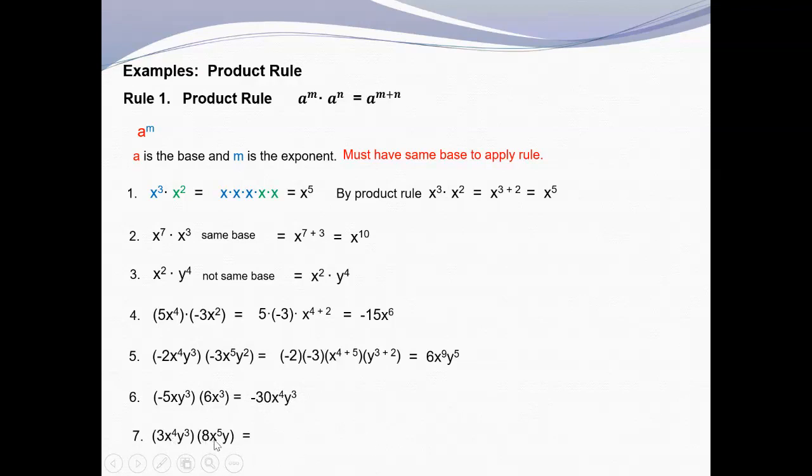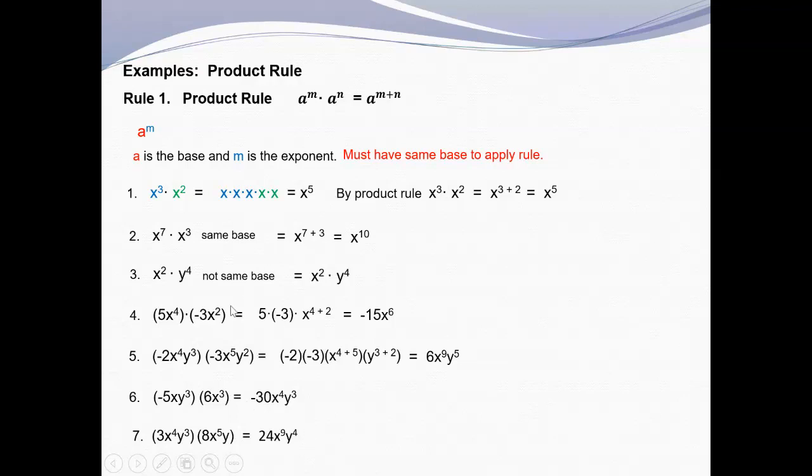Now this one here, 3 times 8 is 24. We have x to the 4th times x to the 5th, which is going to give us x to the 9th. We have y cubed times y, which gives us y to the 4th power. So this is my solution, 24x to the 9th y to the 4th.